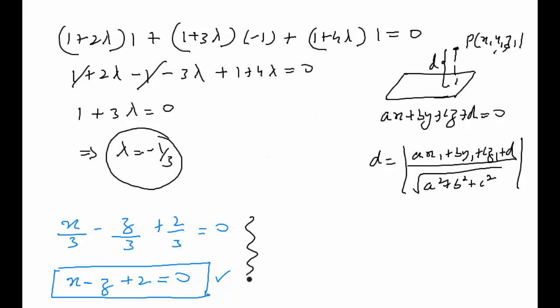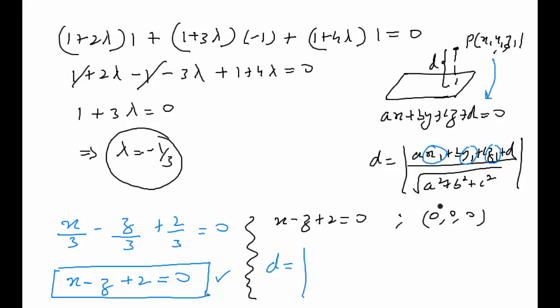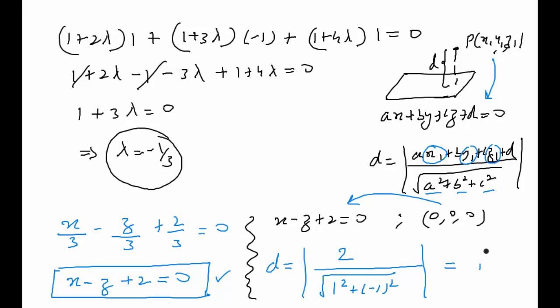So in our case, the equation is x minus z plus 2 equal to 0, and the point is 0, 0, 0, because we are finding distance from origin. So this will give us value of d as modulus of, when we substitute x1, y1, z1 in the equation of plane, I will substitute 0, 0, 0 in my equation, so I will be left with 2 in the numerator, and denominator is under root of squares of the coefficients. So that will become under root of 1 square plus minus 1 square. That's it. So this distance comes out to be equal to under root 2.